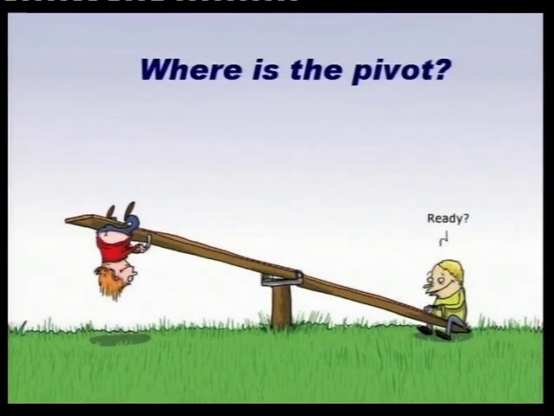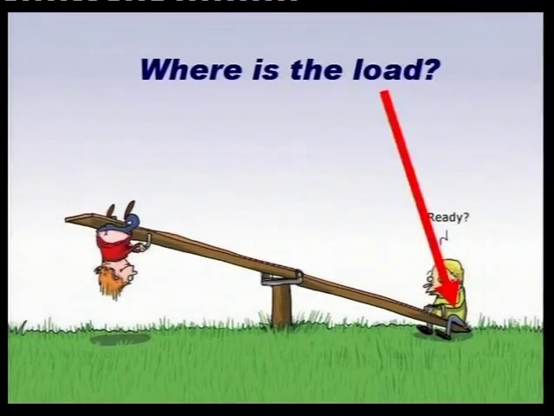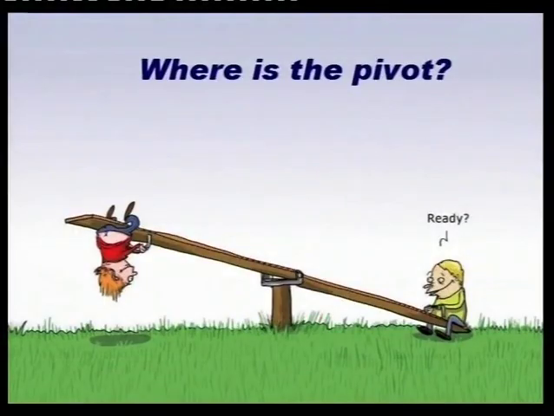Now, same one. Where do you think is the load? Obviously, the load becomes the person in the yellow shirt. Okay, so that will be the load. Here's the load, so it is heavier. It's got more load. Okay, so that is the load. And where is the pivot? The pivot will obviously be in the middle there.